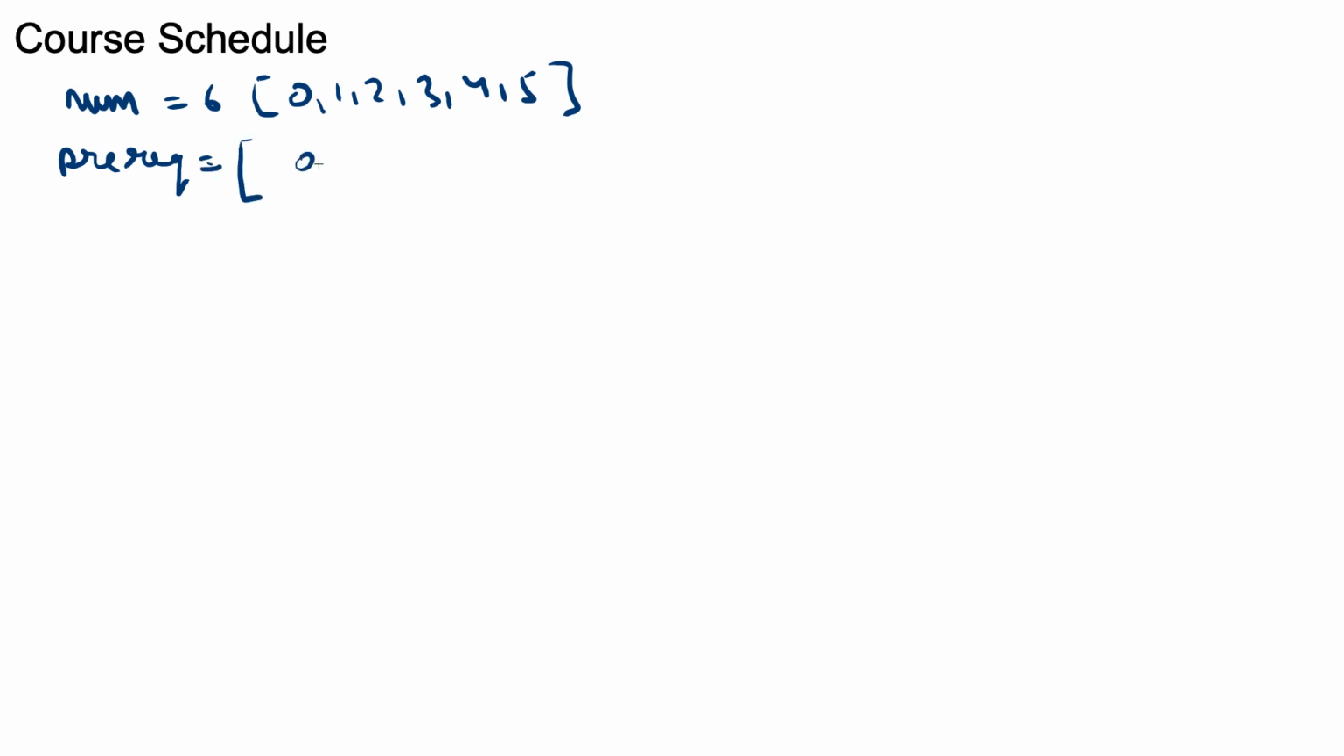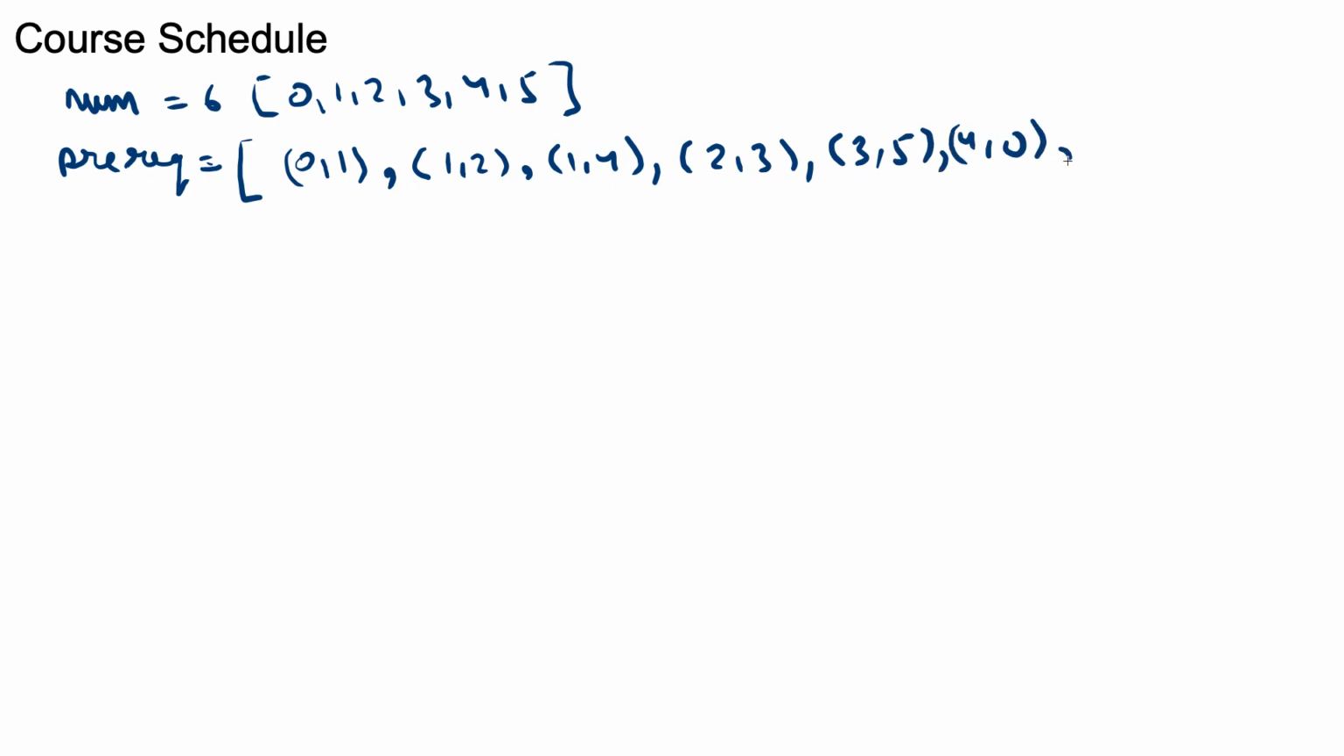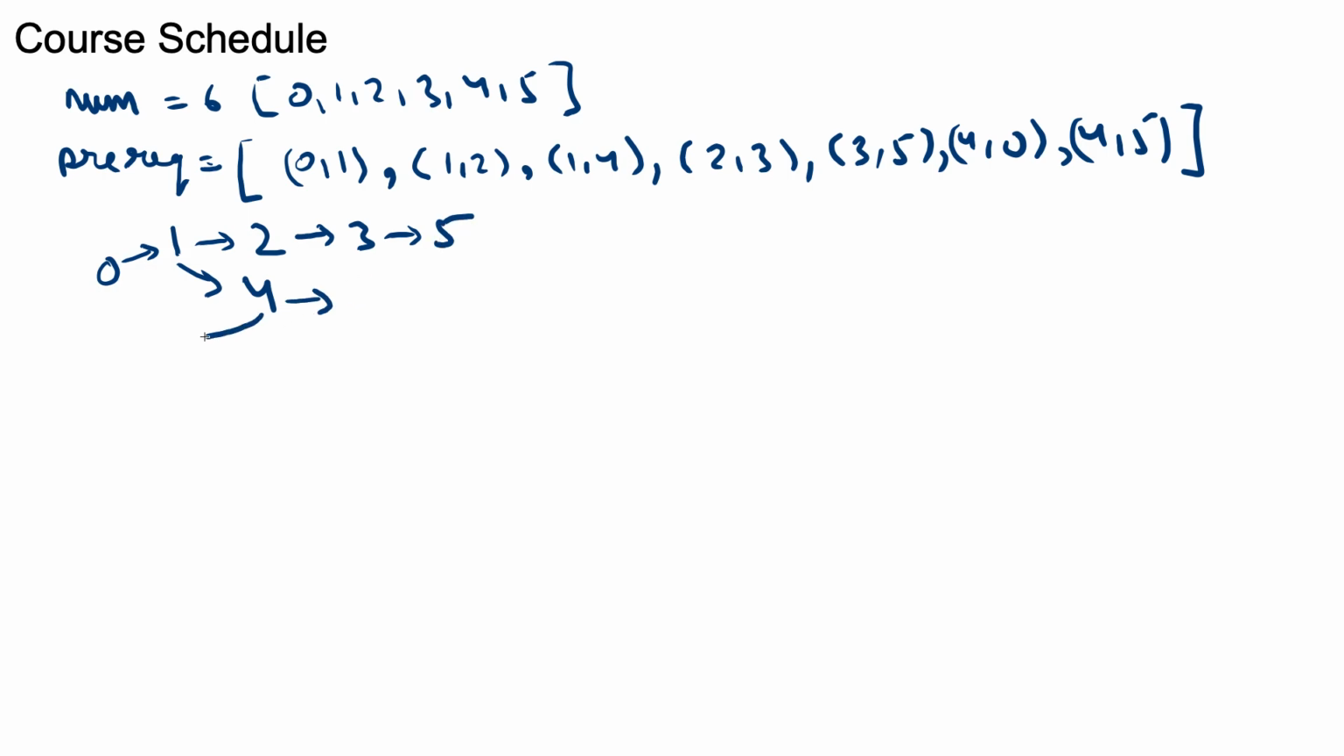So we have 0 dependent on 1, then we have 1 on 2, then dependency of 1 on 4, then dependency of 2 on 3, then 3 on 5, 4 on 0, and then 4 on 5. So let's first convert this into a graph and look at it visually. So we have 0 dependent on 1, 1 dependent on 2, also 1 dependent on 4, then we have 2 dependent on 3, we have 3 dependent on 5, 4 on 0, and then we have 4 dependent on 5.